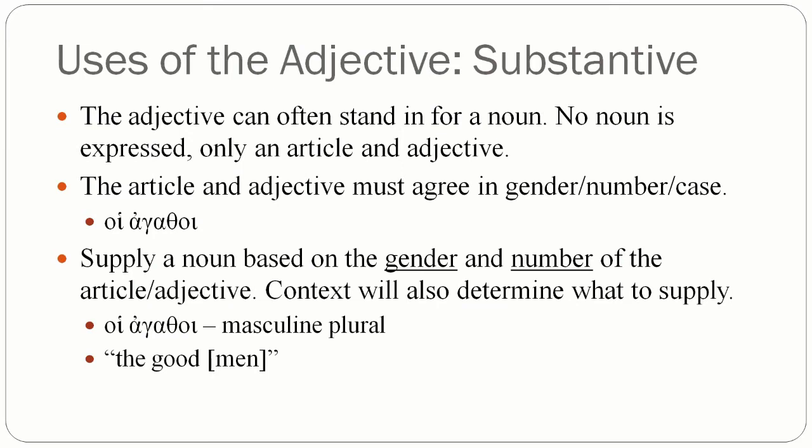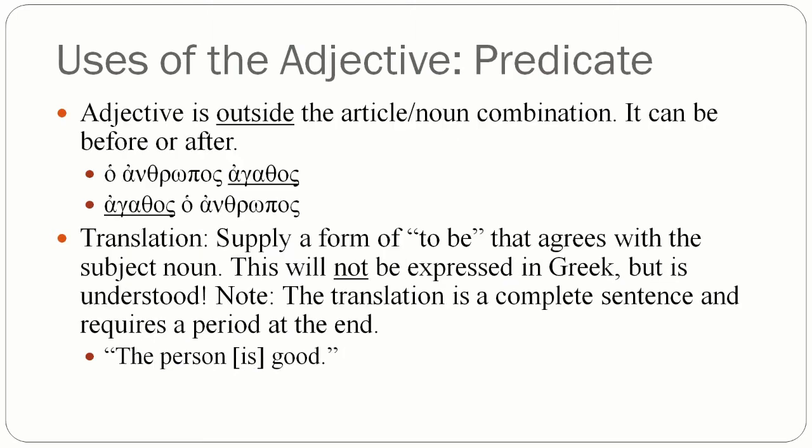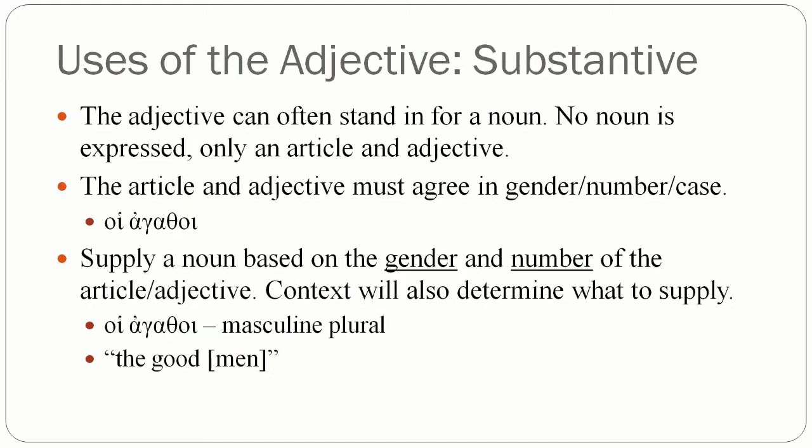All right, the last use of the adjective is called the substantive adjective. With this one, the adjective is basically being used like a noun, or it's being used as a stand-in for a noun. There is no noun being expressed, so similar to the predicate adjective, where you supply a word in English that is not there in Greek, with the substantive we're going to be doing the same thing.